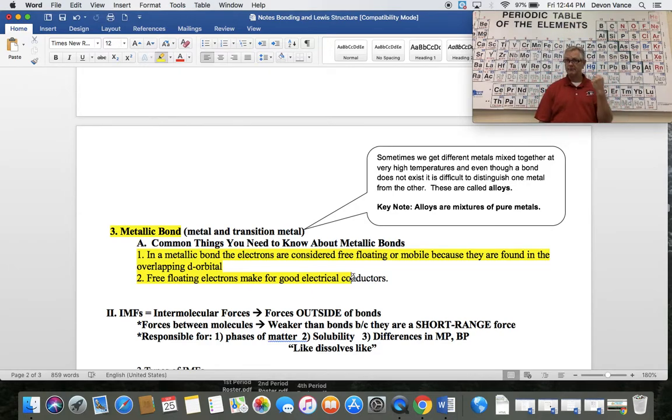So let's just have a quick recap. There are three types of bonds. There are the ionic, the molecular, and the metallic. An ionic bond is going to be made of a metal and a nonmetal. A molecular bond is going to be made of two nonmetals, and a metallic bond is going to be made of two metals.